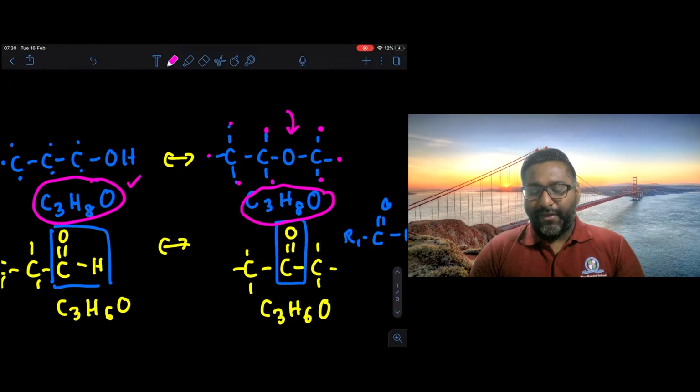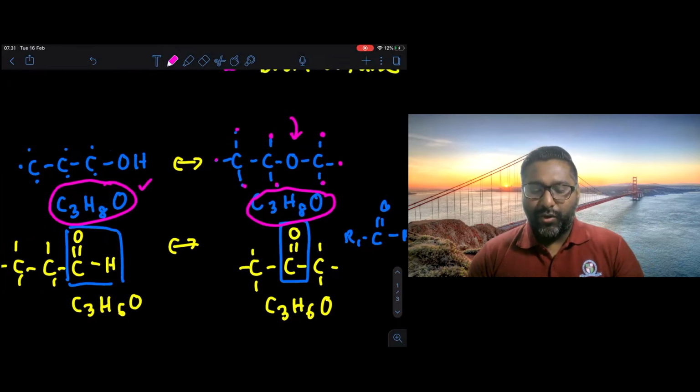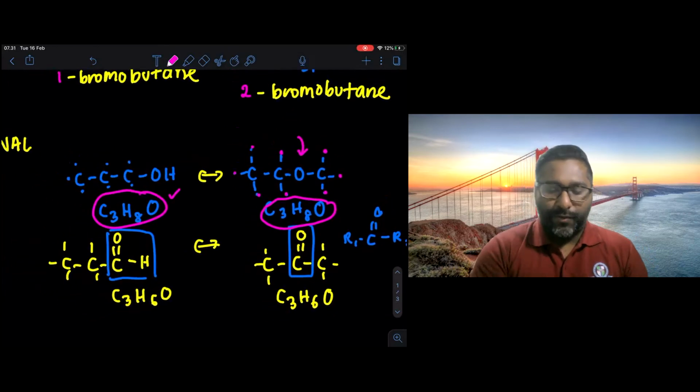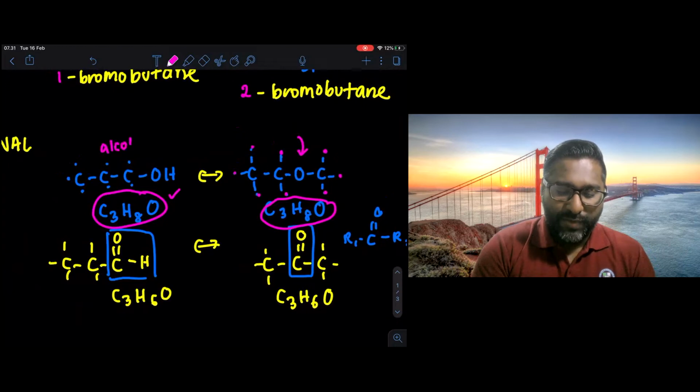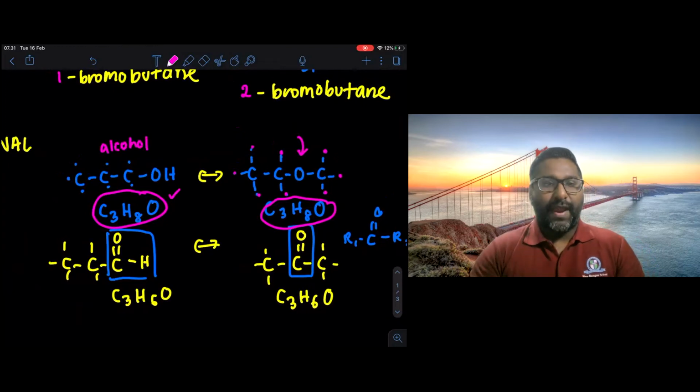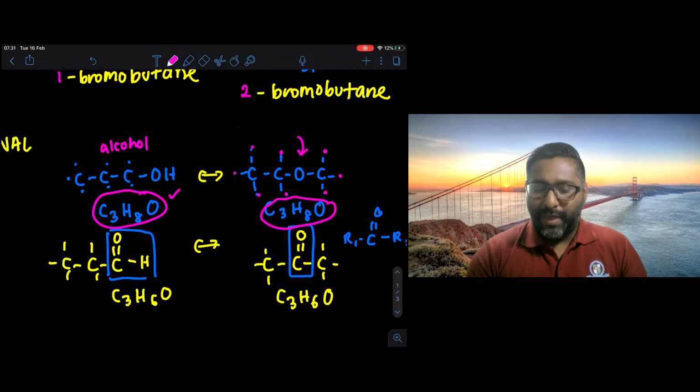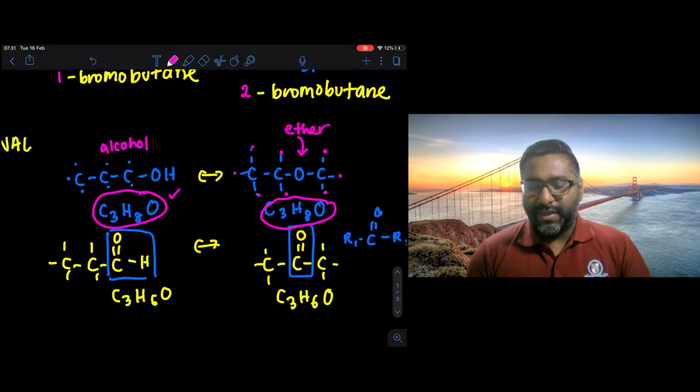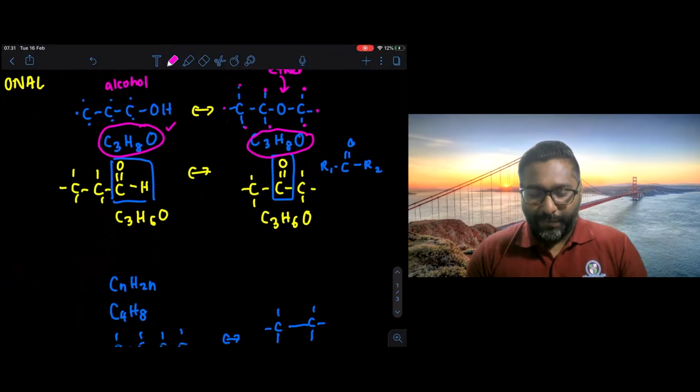So now, having the same molecular formula, you are going to have a different functional group. This one is going to be alcohol, where the functional group is the hydroxyl group. But now we have ether, so there are two different functional groups. Therefore, this is going to be functional group isomerism. We can have another example for this.